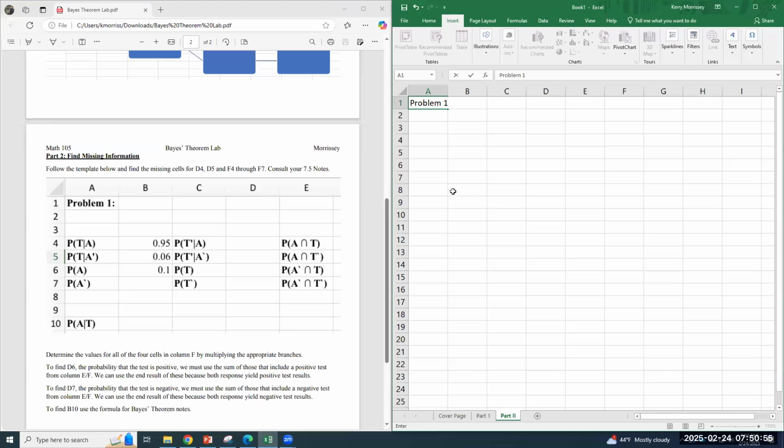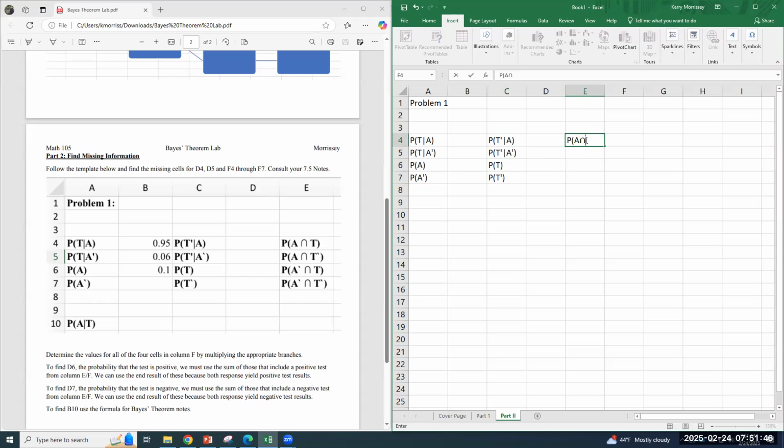Problem 1. So here, we have the probability of T given A. We have the probability of T given not A. We have the probability of A. We have the probability of not A. We have the probability of not T given A. The probability of not T and not A. We have the probability of T, the probability of not T. And lastly here, we have the probability of A, and I'm going to see if I could just copy.